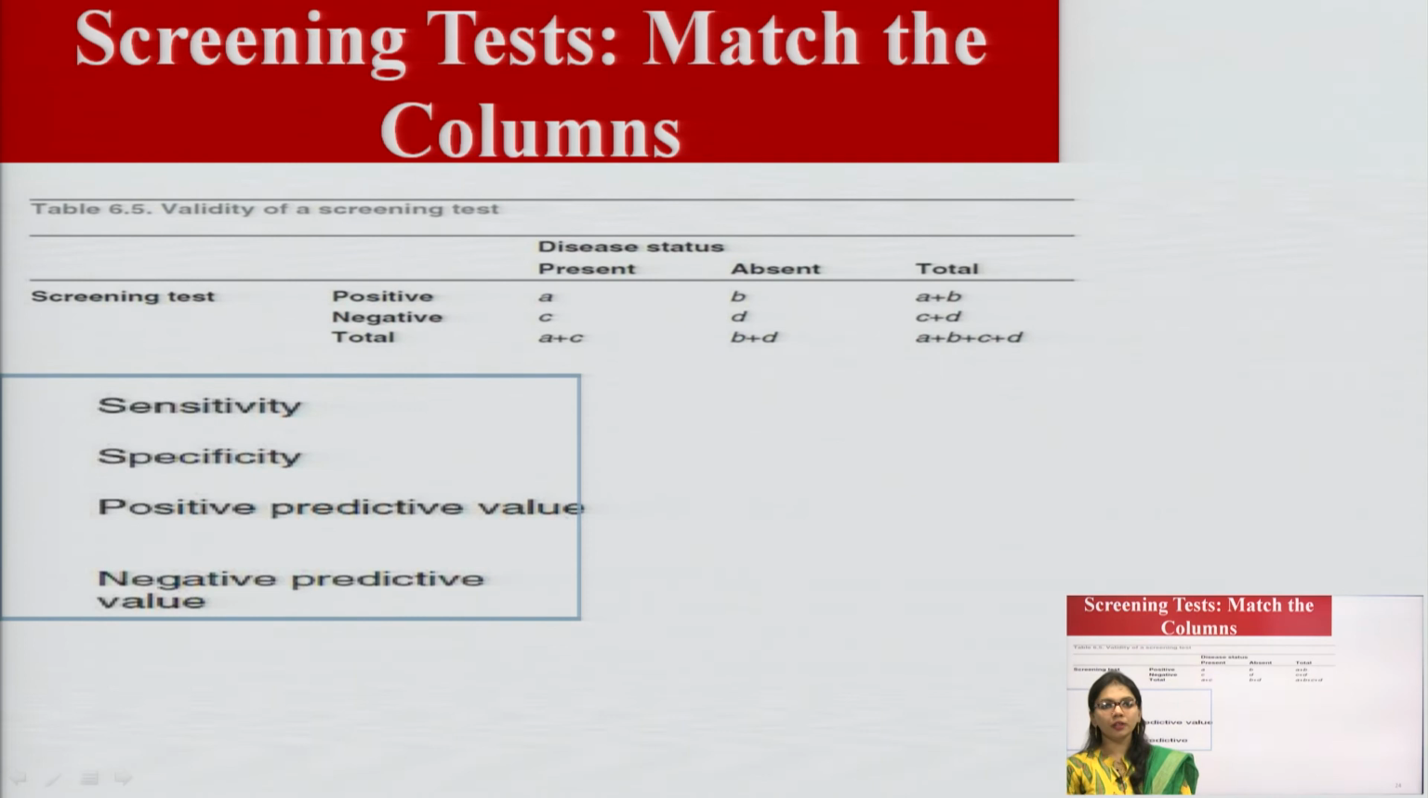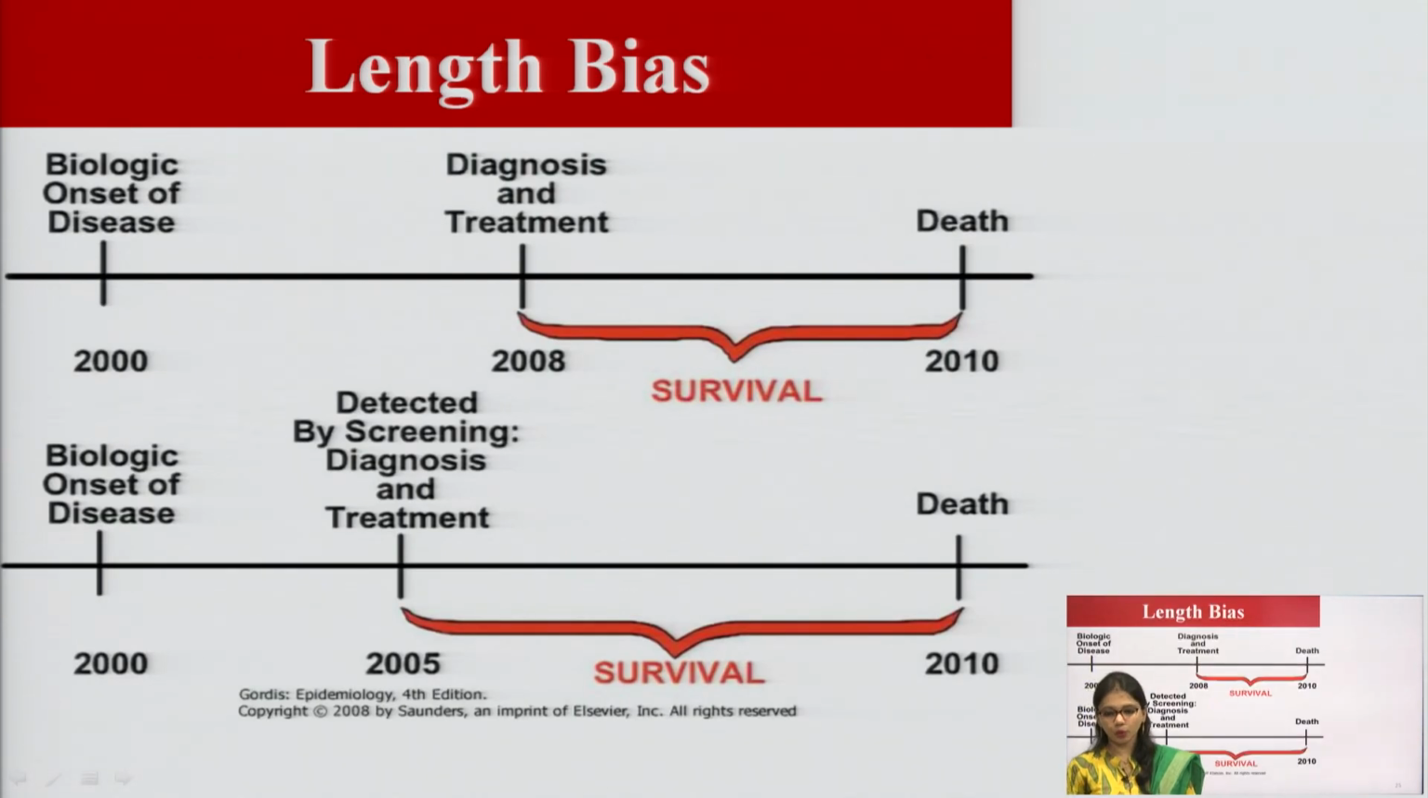Now, this is a report, or we can say the screening test. If we are detecting any particular disease, then we find that the test is positive or negative. Ultimately, it is a report of a patient. Here you can see, as I told you earlier, the biological onset of disease between 2000 and 2008, and on this scale, in 2010, the gap from 2008 to 2010 is the survival period.